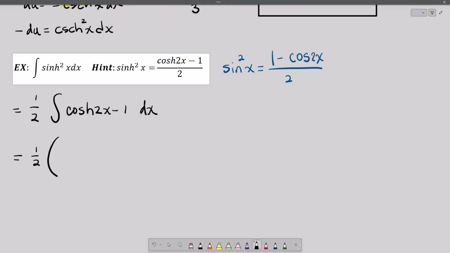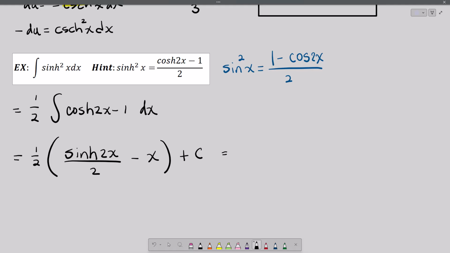Sinh 2x over 2, because we'll have to do a reverse chain rule. So the integral of cosh is sinh with the same hyperbolic angle, but that angle is not just x, it's 2x, so we take its derivative and divide by that derivative. And then the integral of -1 is negative x. Then we have a plus c.